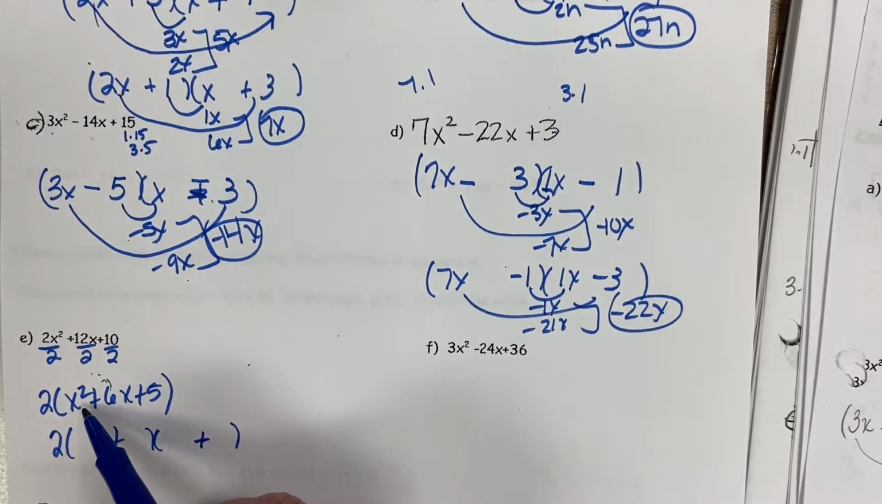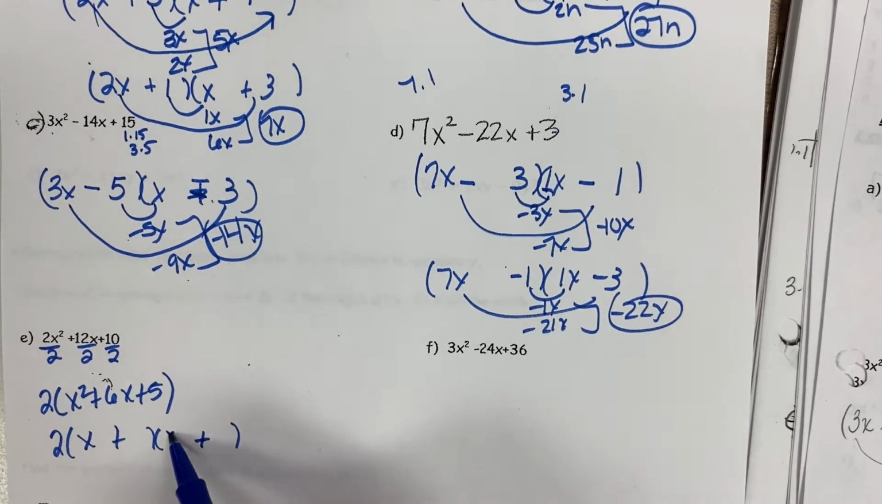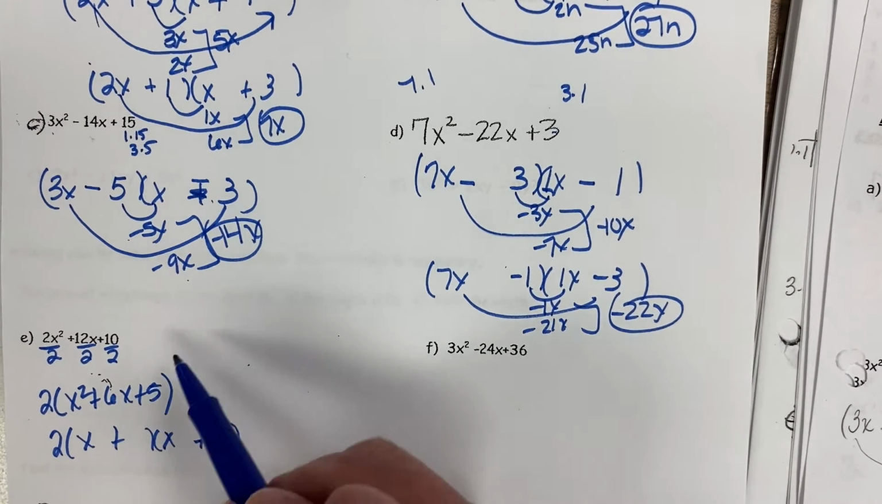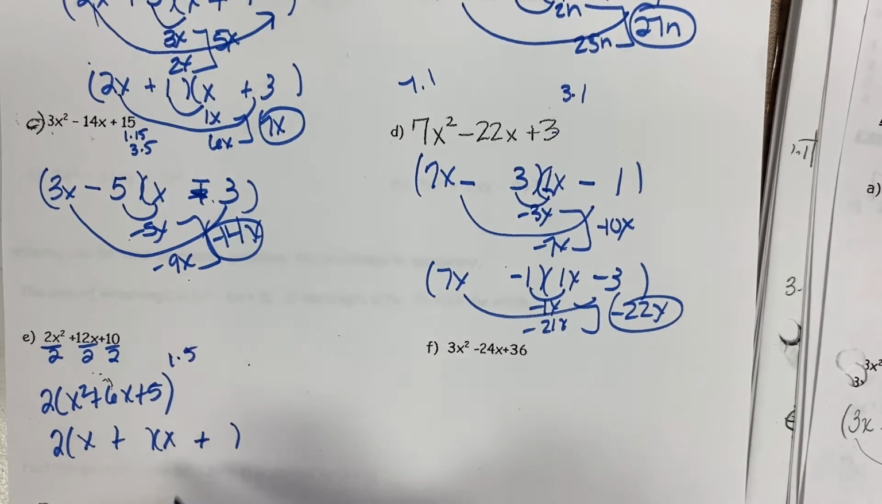I'm looking for factors of x squared. That's going to be x and x. I'm looking for two numbers that I multiply together that will give me 5, that will add up to 6. And so factors of 5 are 1 times 5. And so I can either put a 5 and a 1 here, or a 1 and a 5.